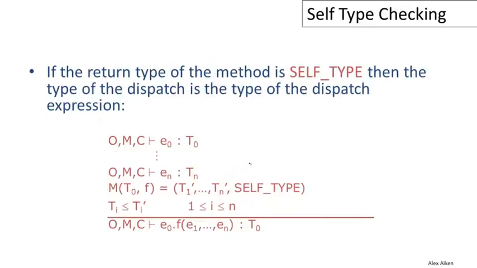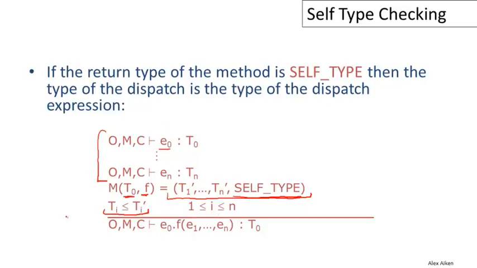Now that we have self-type and we've done all this work, what if the method's return type is self-type? How are we going to type check that? Well, here is the rule. As usual, we type check the expression that we're dispatching to, that's E0, and all of the arguments, and we just get their types. They're type checked in the same environment as the entire expression. And now, just like before, we look up in class T0, the type of E0, the method f, and we get its signature. Then we have to check that the arguments conform, that every actual argument, E1 through En, has a type that's compatible with the corresponding formal parameter in the method signature.